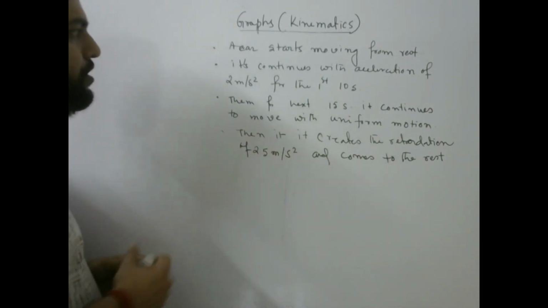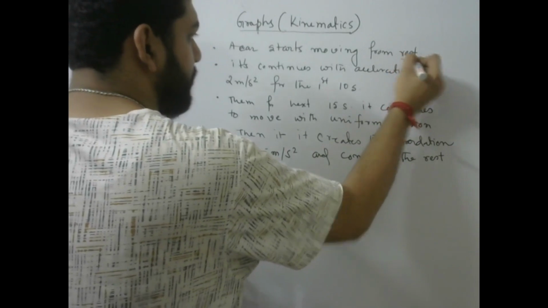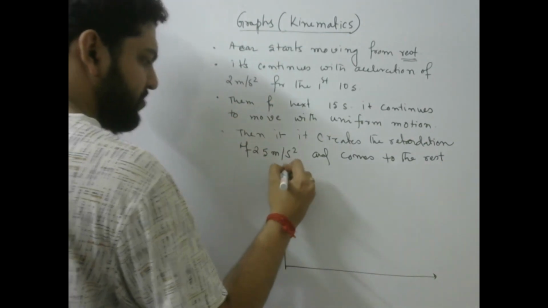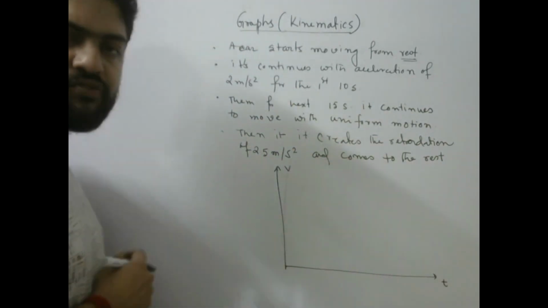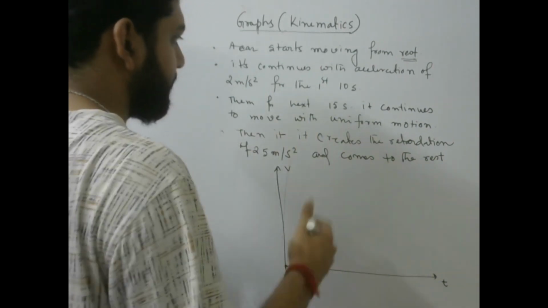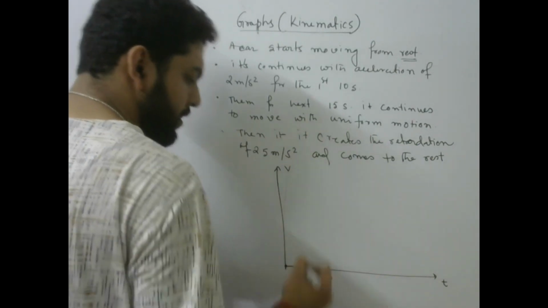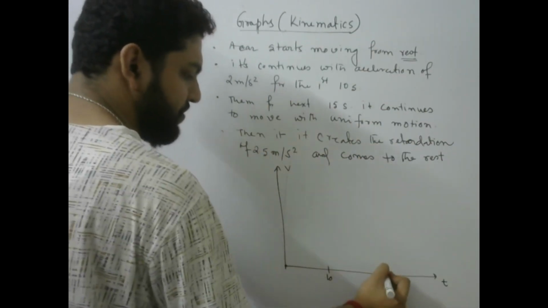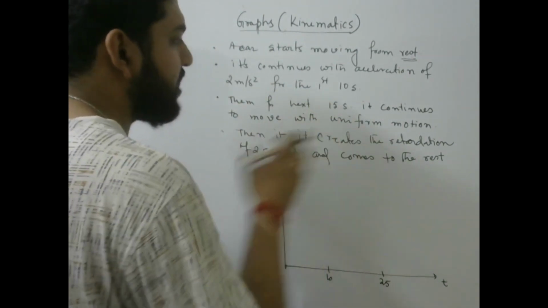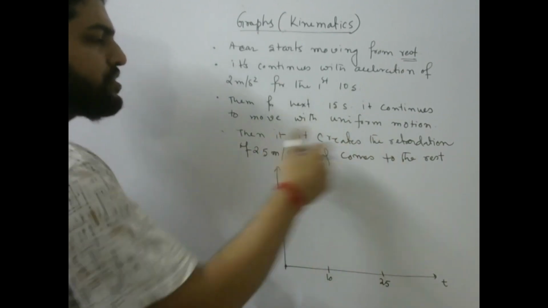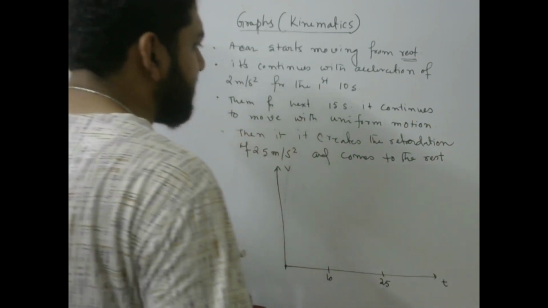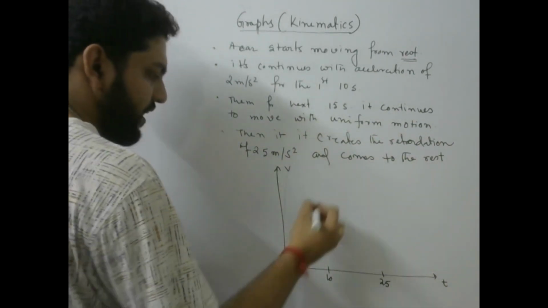So the object starts from rest. So the velocity time graph will start from 0, 0. This is v, this is t. It starts from 0, 0. What time sections are given? First one is given as 10. Further 15 means 10 plus 15 gives you 25. And it comes to rest with a retardation of 2.5 meter per second square. No time has been given for that in the problem. So for the first 10 seconds it continues with 2 meter per second square.